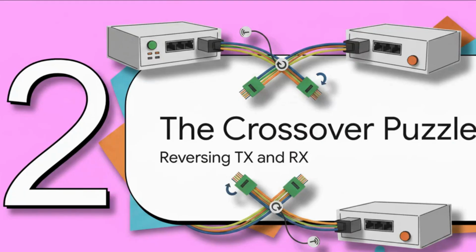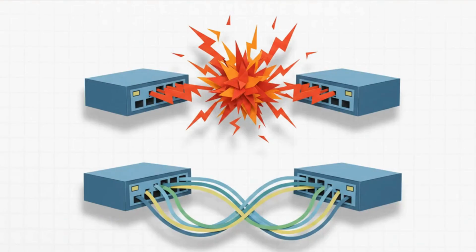Moving right along to Section 2, the crossover puzzle, reversing TX and RX. Well, think of it like a human conversation at a loud party. If two identical devices both try to transmit, or TX, into the exact same wire at the exact same time, it's just chaotic noise. Neither device is actually listening.